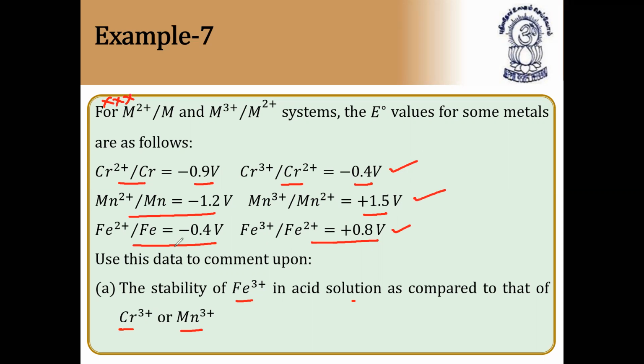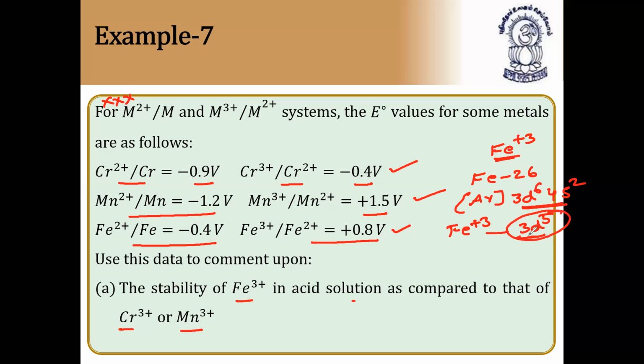Fe plus 3 is more stable in acidic solution. What is the configuration if you remove 3 electrons? Iron's atomic number is 26, so it is argon plus 8 more electrons, 3d6, 4s2. After removing 3 electrons, the Fe plus 3 configuration is 3d5. So 3d5 is stable. That's why Fe plus 3 is more stable when compared to Cr plus 3.